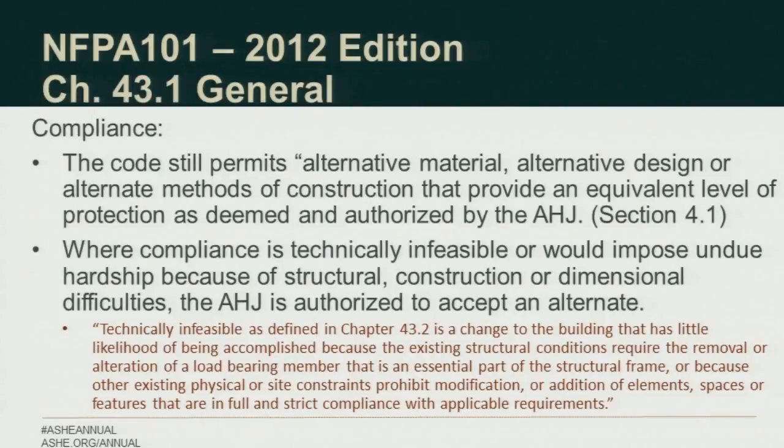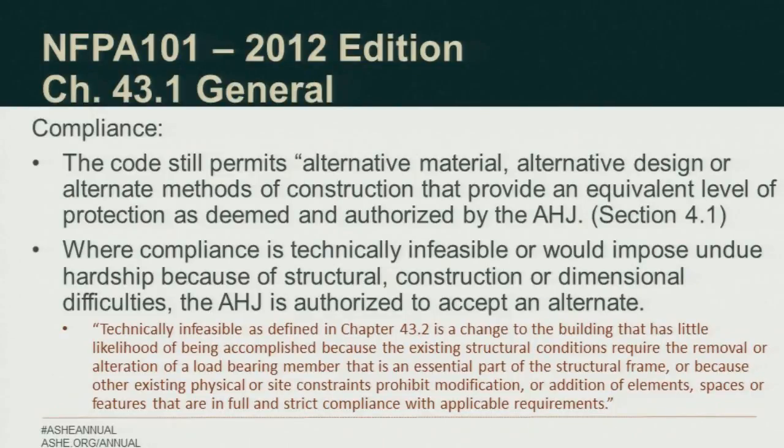So the code still permits alternative means, methods, equipment, which are permitted under Chapter 4.1 of NFPA 101. So basically, if you can come in with an equivalency that meets the same level of protection that the AHJ is okay with, you can always do that under Chapter 4 of the Life Safety Code. Also, where compliance is technically infeasible, and they give the definition there of technically infeasible, I'm not going to read it. This will be posted to the ASHE website for download too.